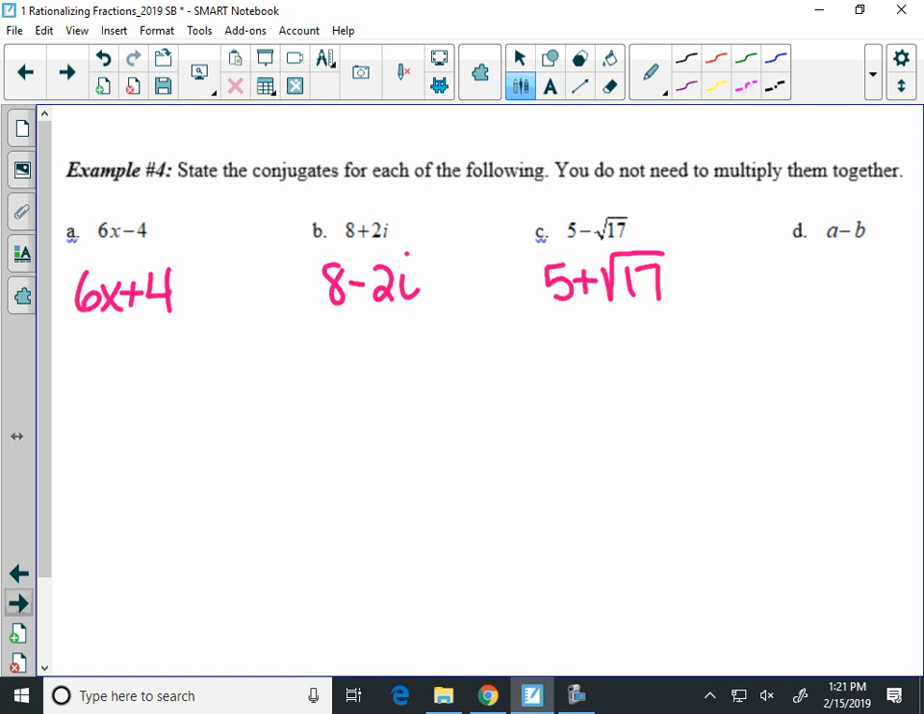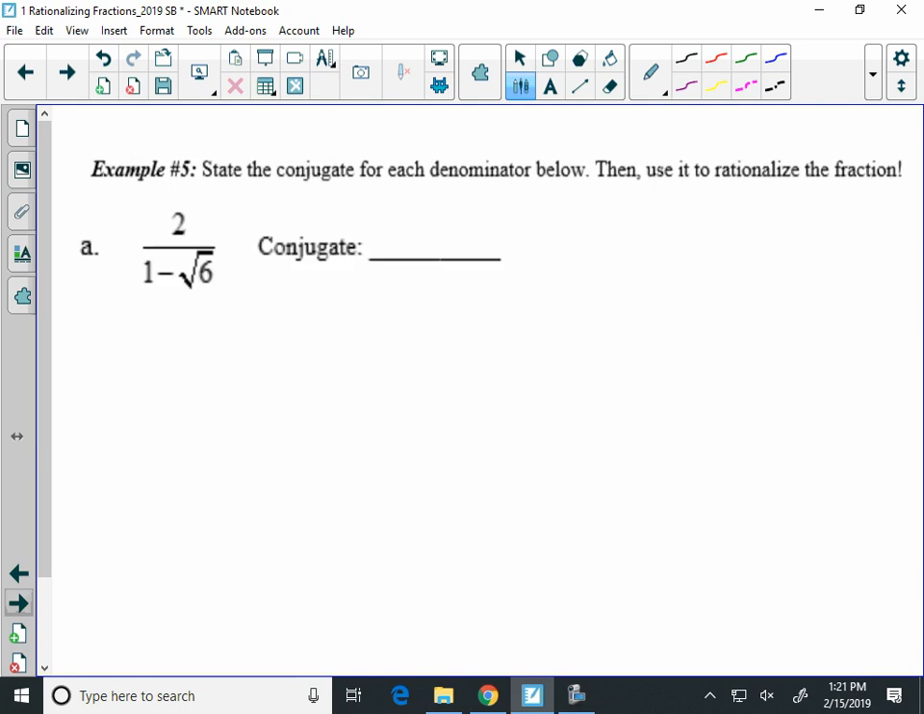Conjugate of a minus b? A plus b. Alright, so let's use this conjugate 2 more times. Let's get the hang of it here. We'll do another with a radical, then we'll bring I back in. So I have 2 over 1 minus radical 6.